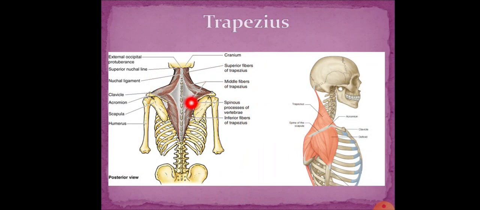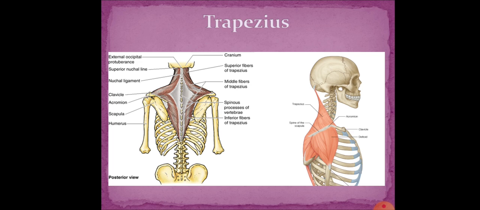Trapezius. This trapezius originates from the skull here, from ligament in the neck known as nuchal ligament, from spine process from the 7, and all the spine process of the thoracic region. Okay, and inserted into lateral third of the clavicle, in the acromion and in the spine. The nerve supply of this muscle by spinal part of accessory nerve.